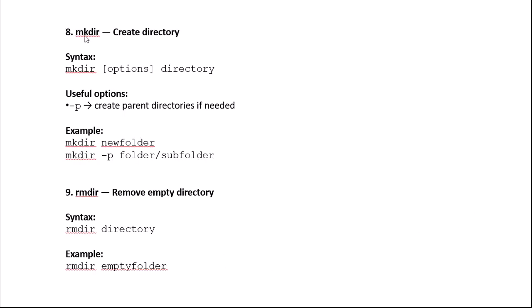Eighth command is mkdir, which creates a directory. Syntax is mkdir, options, and directory name. A useful option: -p creates parent directories if needed. Example: mkdir newfolder, and second example: mkdir -p folder/subfolder.